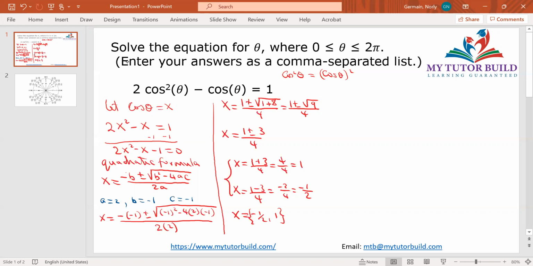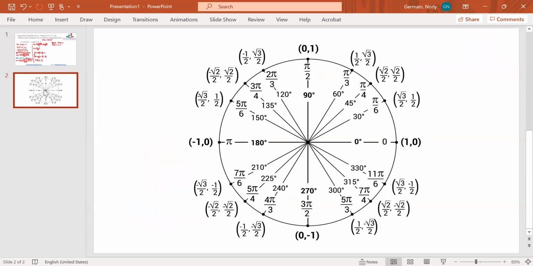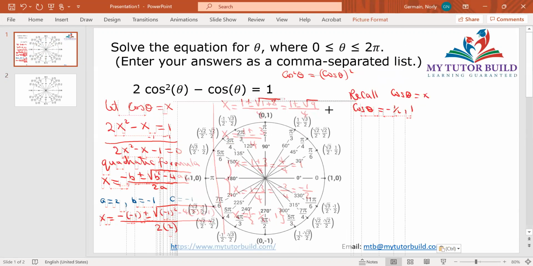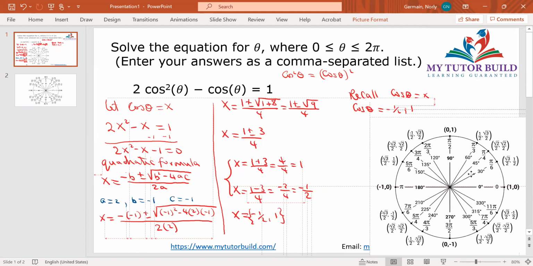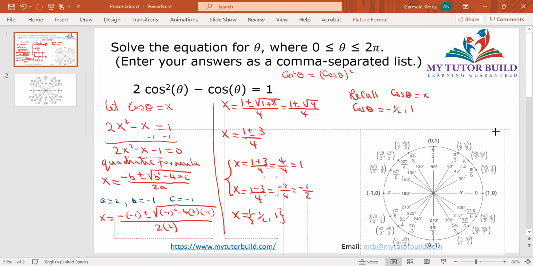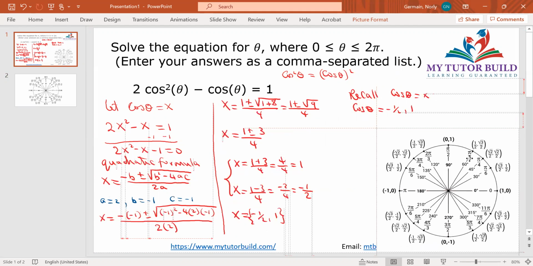Remember, we set cos theta to be x. So it's the same thing now, writing that cos theta equals -1/2 and 1. Where around the unit circle? I'm going to put the unit circle here for you to see. Let me copy it, and you can pause the video to look at what I'm doing. I make the unit circle very small and put it right here so you can see. This is the unit circle, right?